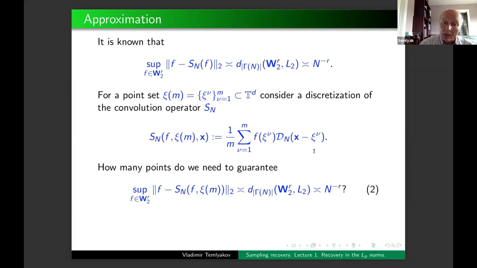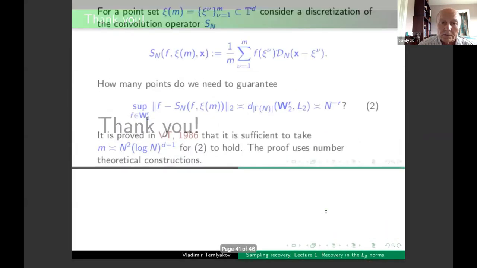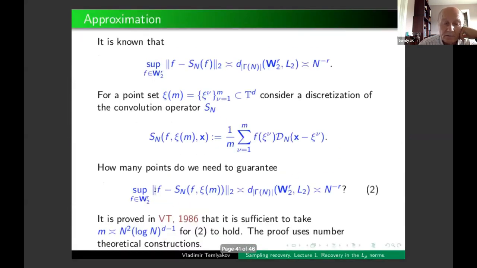But it turns out, and this is the question, how many points, what should be this M compared to this N, which will guarantee this? So basically, instead of integration, instead of convolution, we take a sum and we want to get the same relation. We don't want to lose anything, exactly that. And it turns out that this is an interesting relation.